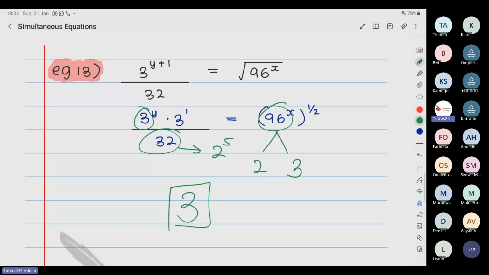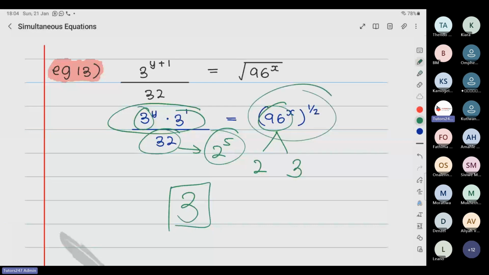Before we move on to breaking up 96, does anyone have any questions on how we broke up the numerator and how we got 2 to the power 5, or how we got this exponent of 1 over 2? Is there anyone that has any questions? Okay, then let us proceed.